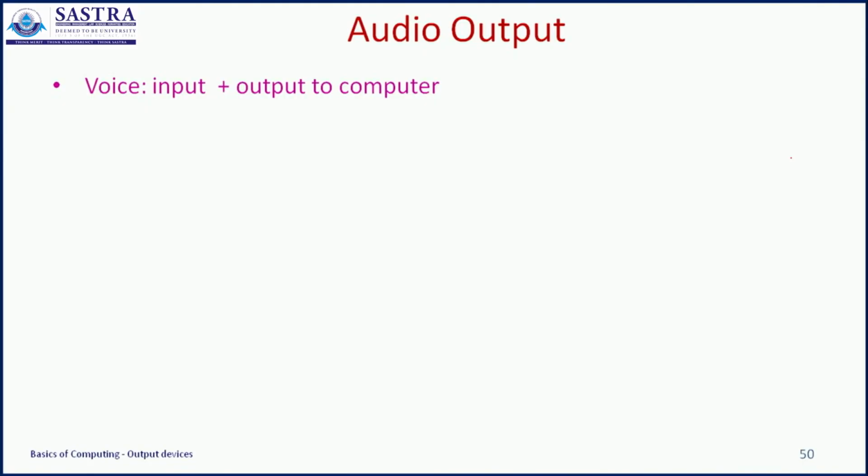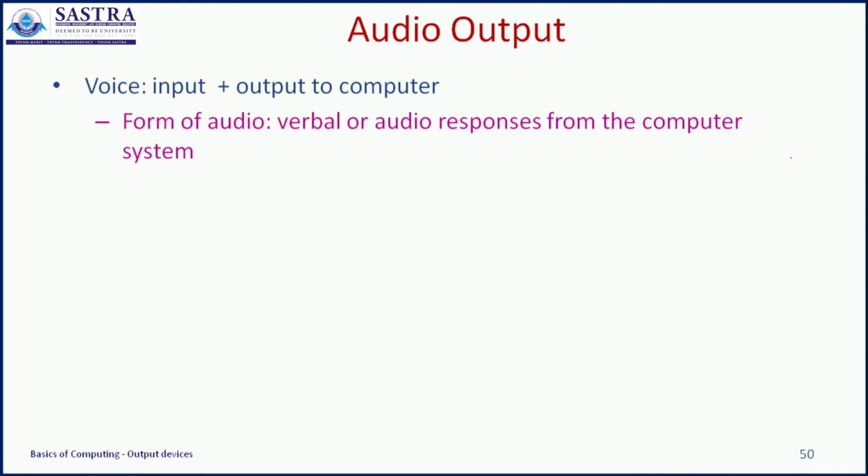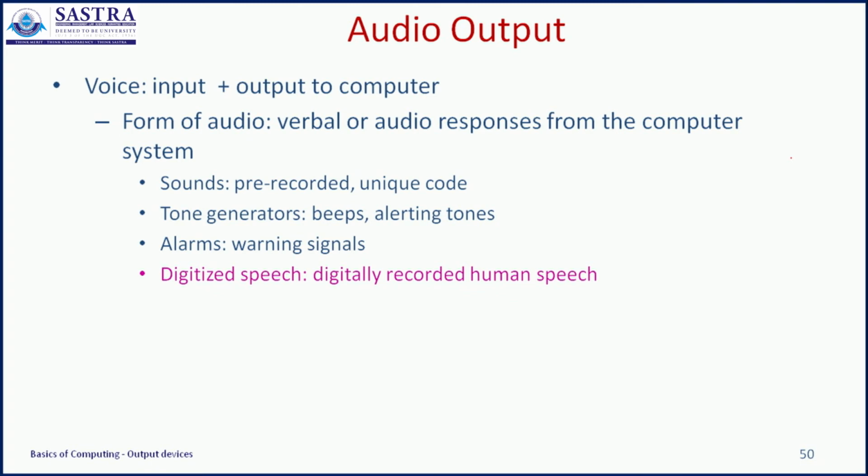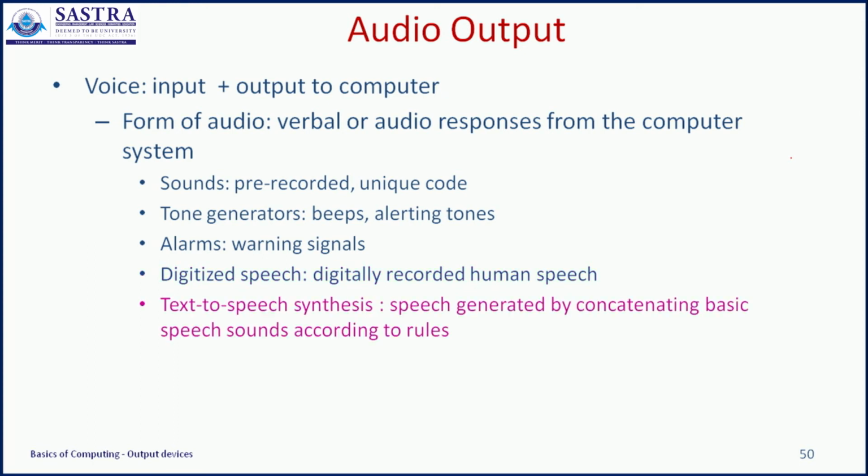Voice can be an input to a computer or it can be an output from a computer. The form of audio can be verbal or audio responses from the computer system. Sounds can be pre-recorded and can have a unique code. We also have tone generators, which are beeps or alerting tones. Alarms are also generated for warning. We also have digitized speech, which is digitally recorded human speech. Also, we have text-to-speech synthesis, which is speech generated by concatenating basic speech sounds according to rules.